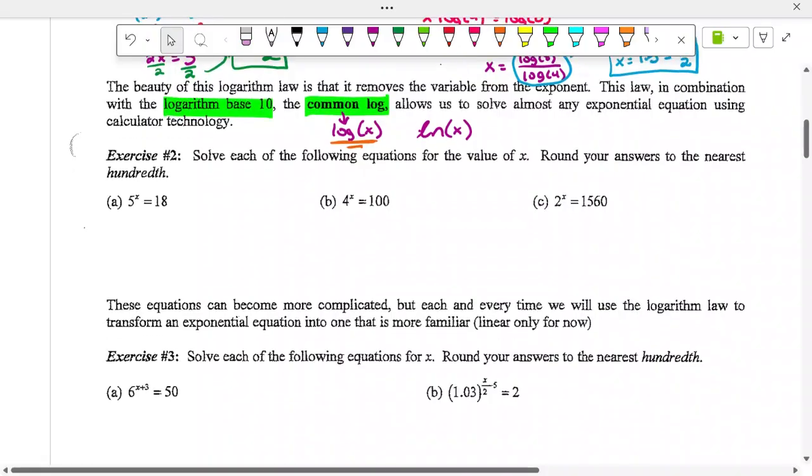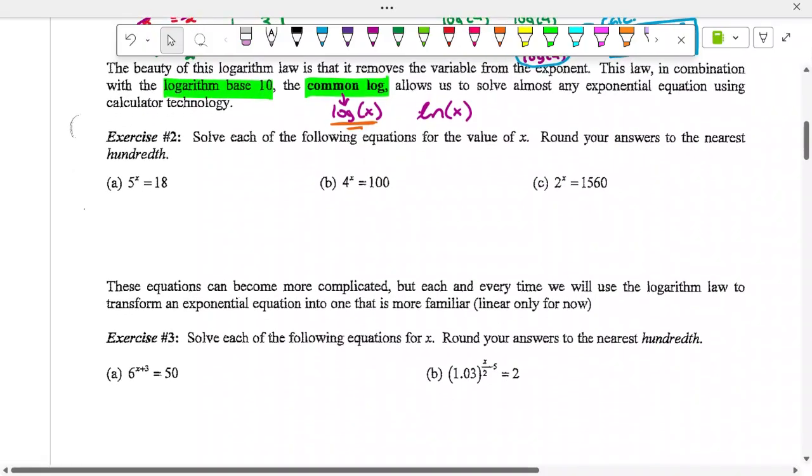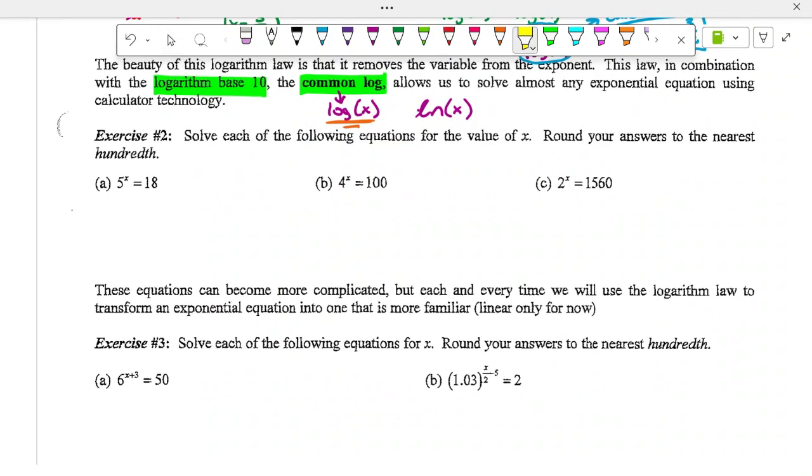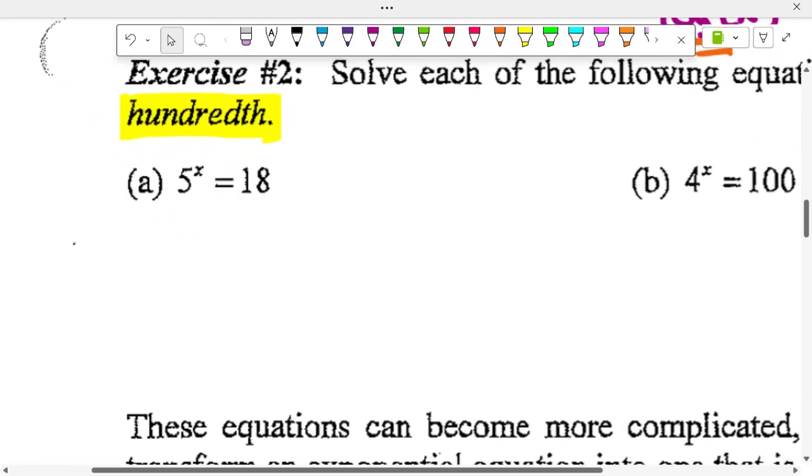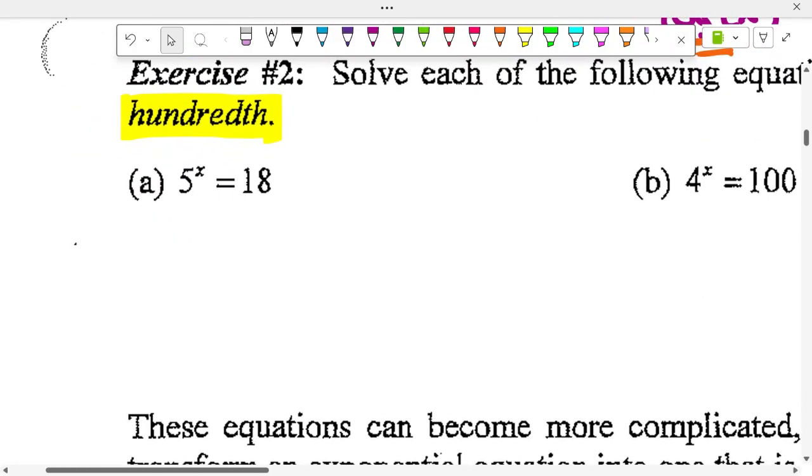All right, so let's try some where we know for a absolute fact that they do not have common bases. Now, for all of these, we're going to round our answers to the nearest hundredth. So that's 2 decimal places. So look at letter A.